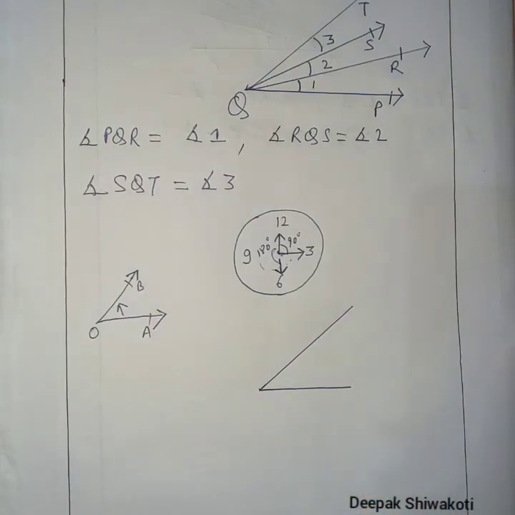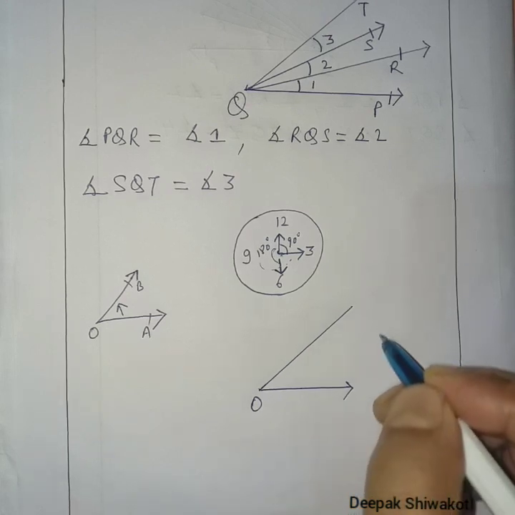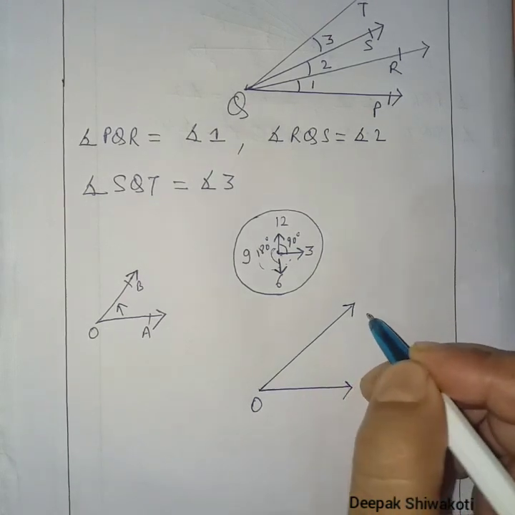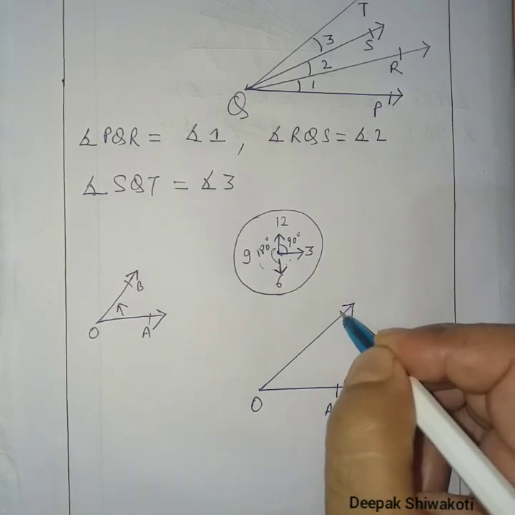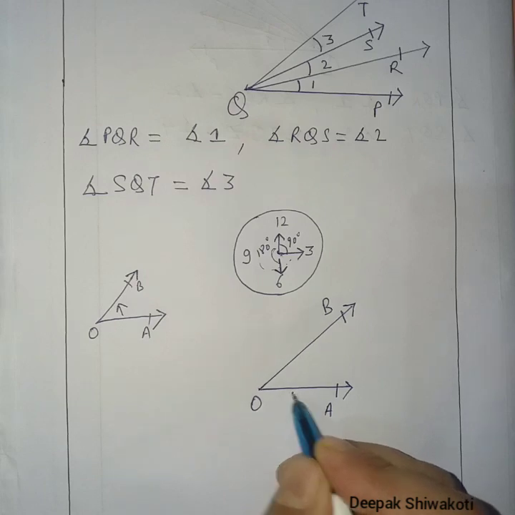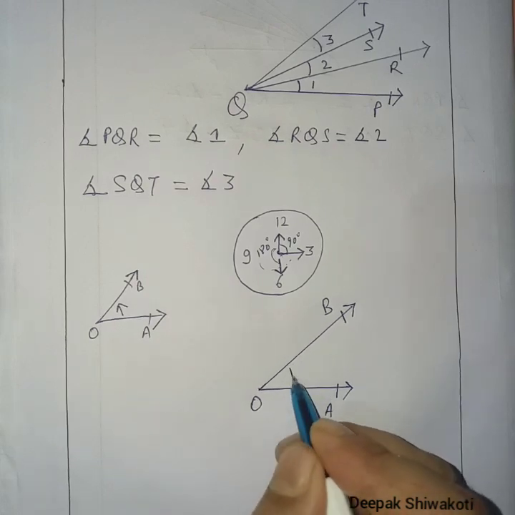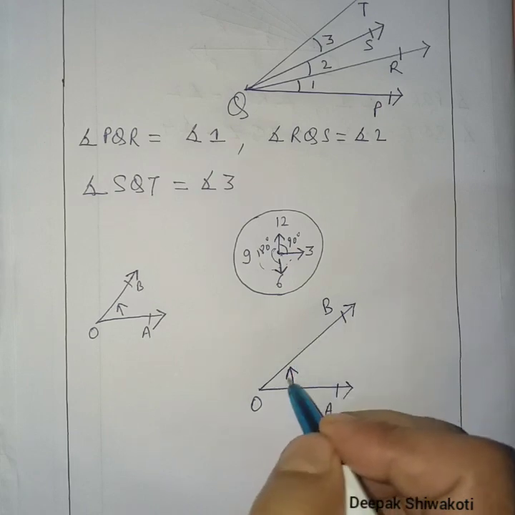Okay, so this is O, the initial point. This is the ray. The name of the ray is OA, and the name of the ray is OB. This is the initial point, and this is the angle made by this, and this is the final position of the ray.